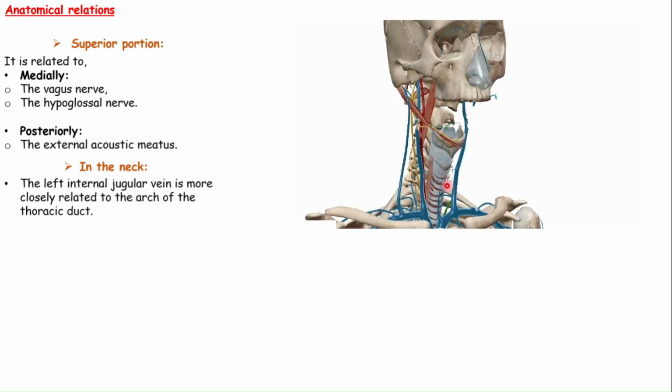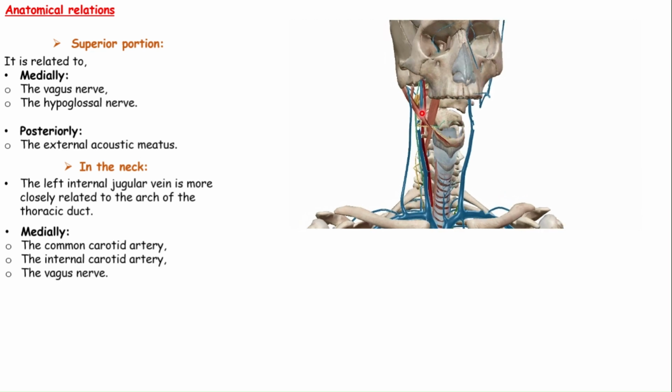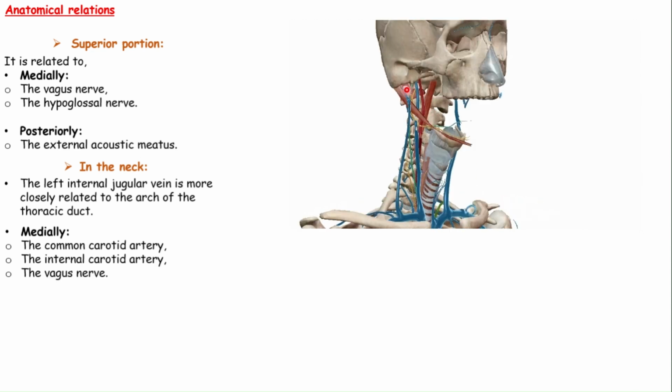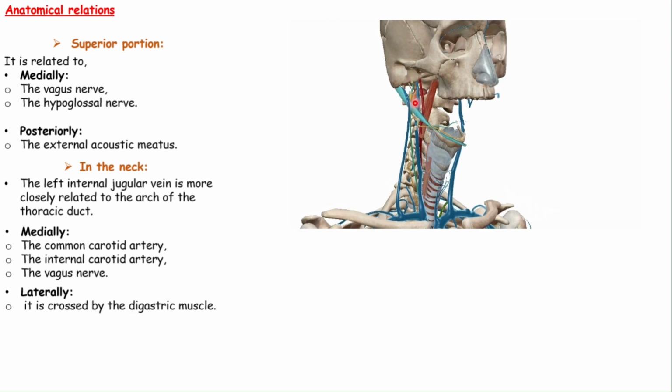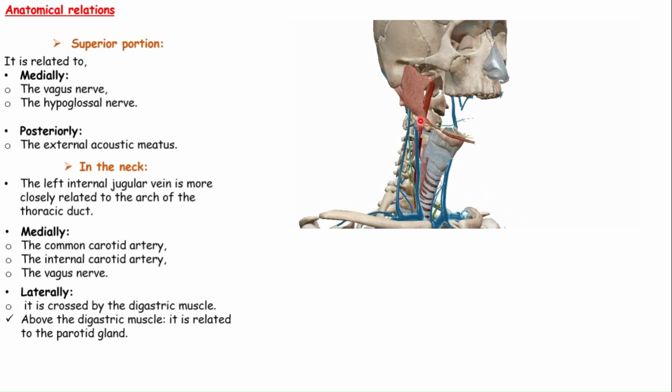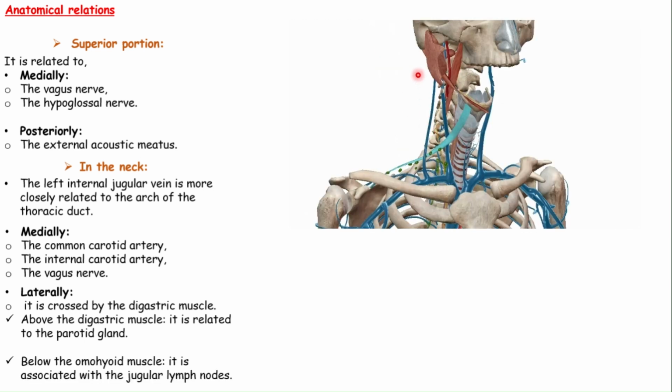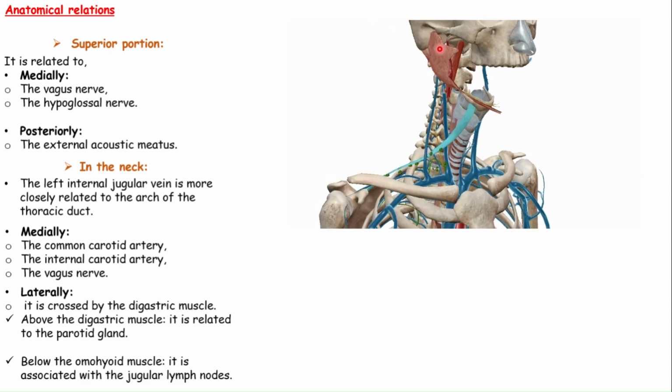Medially, it is related to the common carotid artery, the internal carotid artery, and the vagus nerve. Laterally, it is crossed by the digastric muscle. Above the digastric muscle, it is related to the parotid gland, and below the omohyoid muscle, it is associated with the jugular lymph nodes.